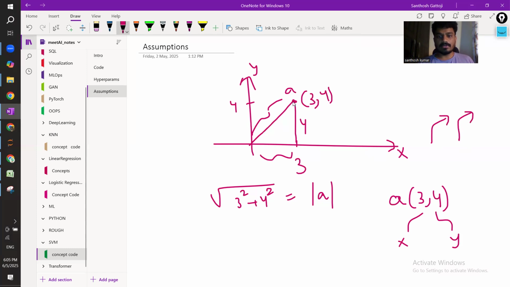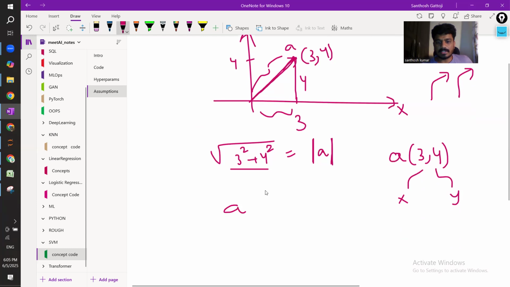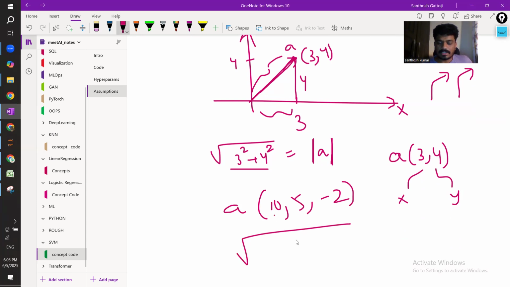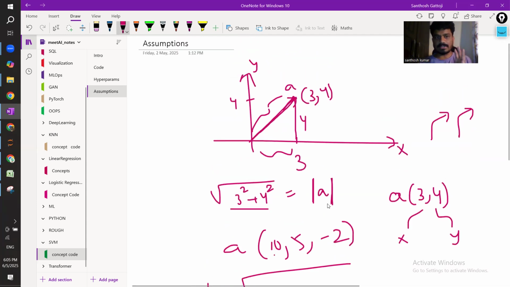So here the magnitude is denoted by mod A. You will get values with the square root of this, and its direction is this. And if you're having more, for example, in a 3D plane, A equal to 10, 5, minus 2, you just square it and add all this, and you will get the magnitude of that A. So this is the vector basic definition.